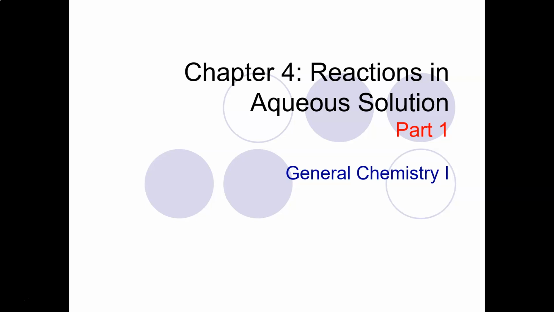In Chapter 4, first of all, we're going to look more closely at aqueous solutions and what is happening in the chemical reaction. We're going to add more categories of chemical reactions to our list, and there's a new unit that goes along with aqueous solutions, which is called molarity. So we're going to learn about that.